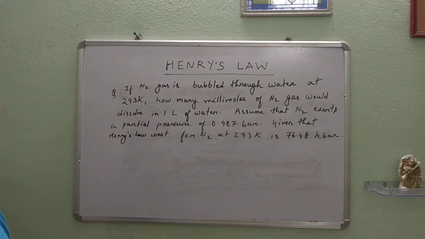Assume that N2 nitrogen exerts a partial pressure of 0.987 bar. Given that Henry's law constant for N2 at 293 Kelvin is 76.48 kilobar.